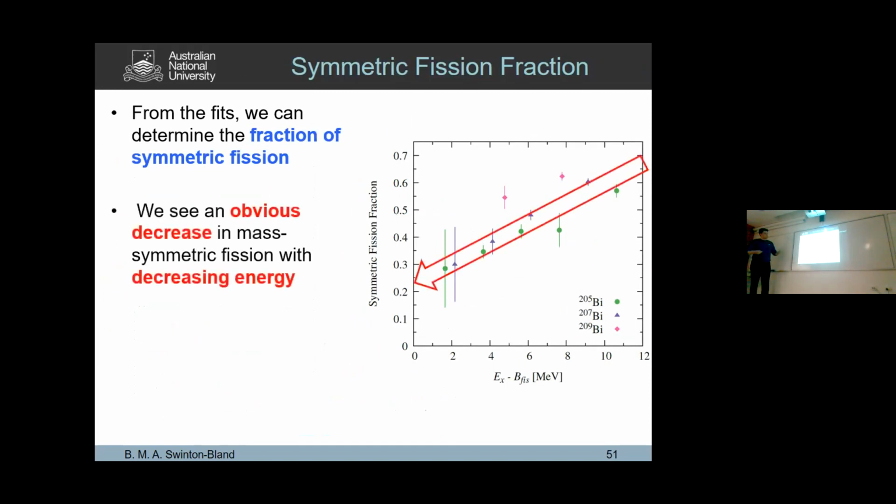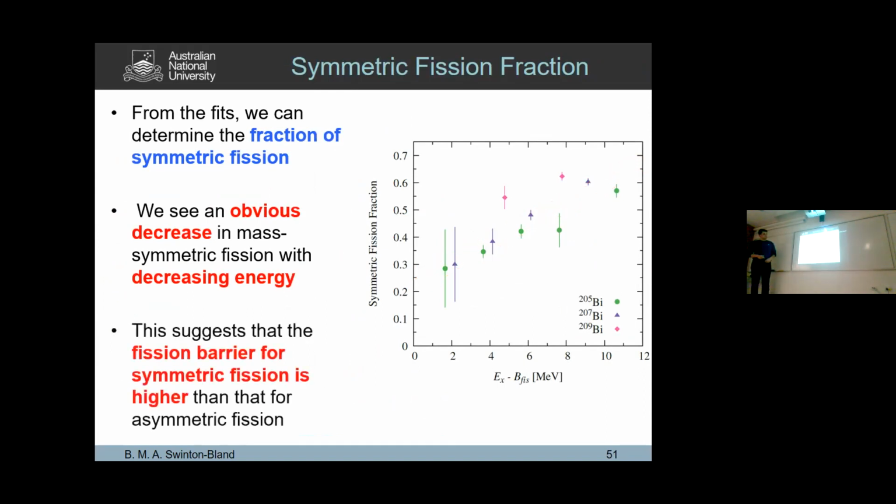So, of course, we see a decrease in the amount of symmetric fission with decreasing energy. We could have seen that from the data itself, with the dip symmetry quite clear. But importantly, this suggests that the fission barrier for the asymmetric fission mode is at a lower energy than the symmetric fission mode. That's why we're accessing the symmetric fission mode more and more as we increase the energy of the system.